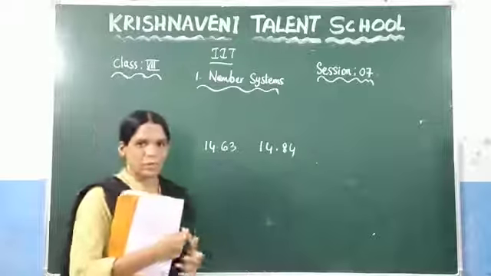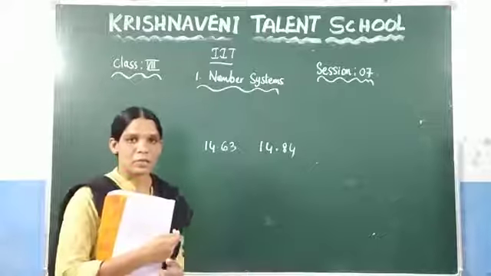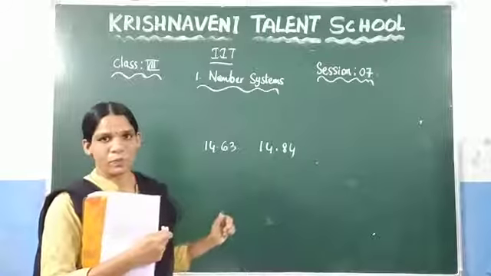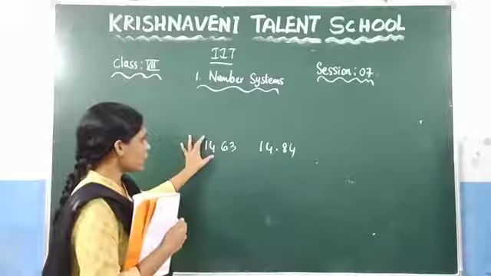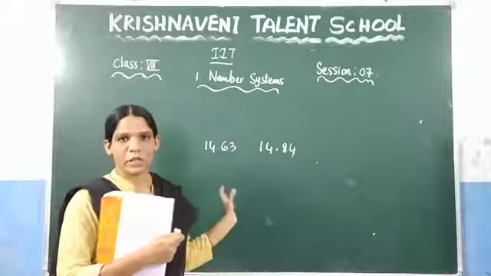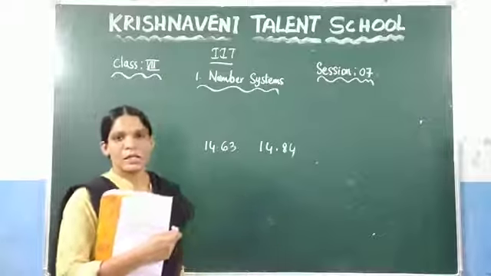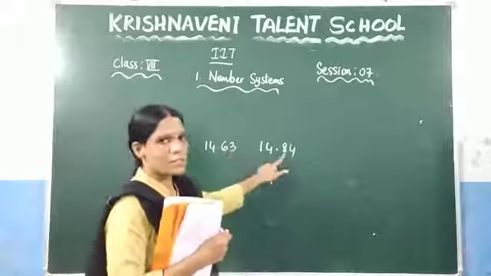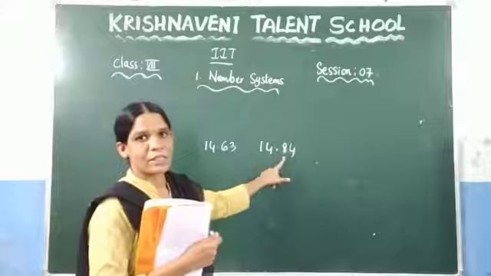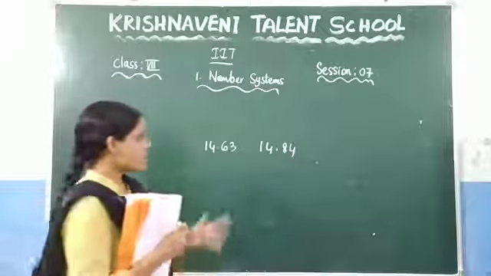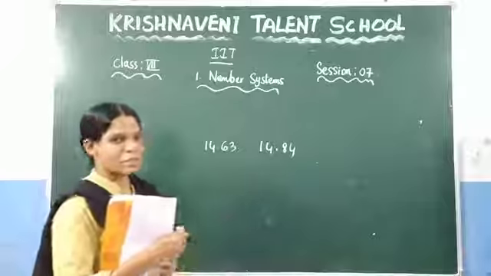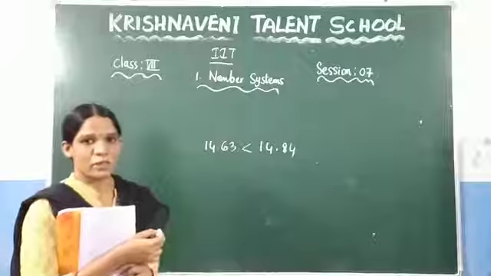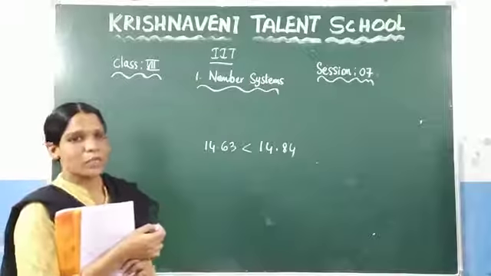Here, if you are given these two decimal numbers, how do you compare them? You need to check the left part of the decimal point first. Here 14 is there, here also 14 is there, so we cannot compare. Now go for the right side part of the decimal point. Here 6 is there, here 8 is there. And you know that 8 is the greater number compared to 6. So you can state that 14.63 is less than 14.84. Like that you need to compare two decimal numbers.